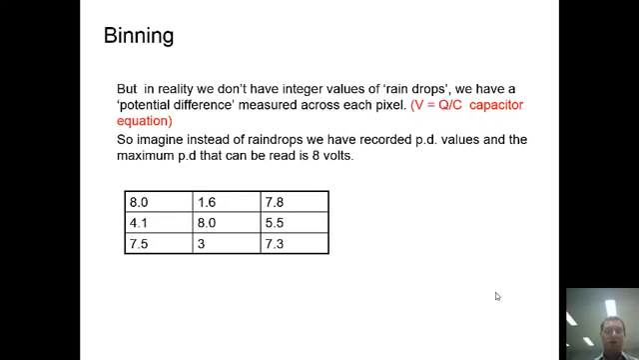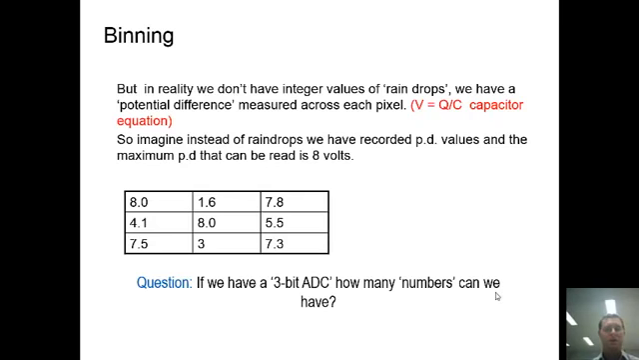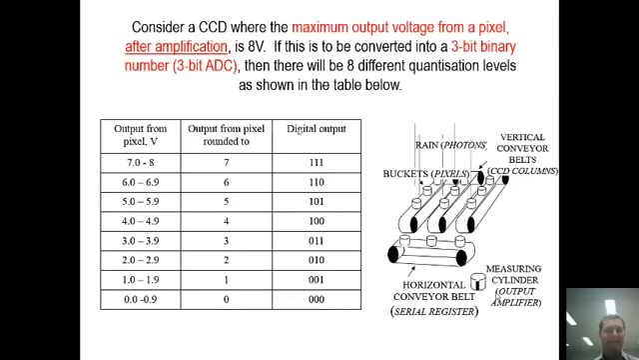Okay. Now our snag is that, let's say we have these measurements up to 8 volts, if we have a 3-bit analog to digital converter, the amount of numbers we have is only going to be 7 plus 0, which is 8 digits. So 4.1 and 7.5 and 1.6 are all going to be converted into one of the 8 numbers I have if I have a 3-bit analog to digital converter.